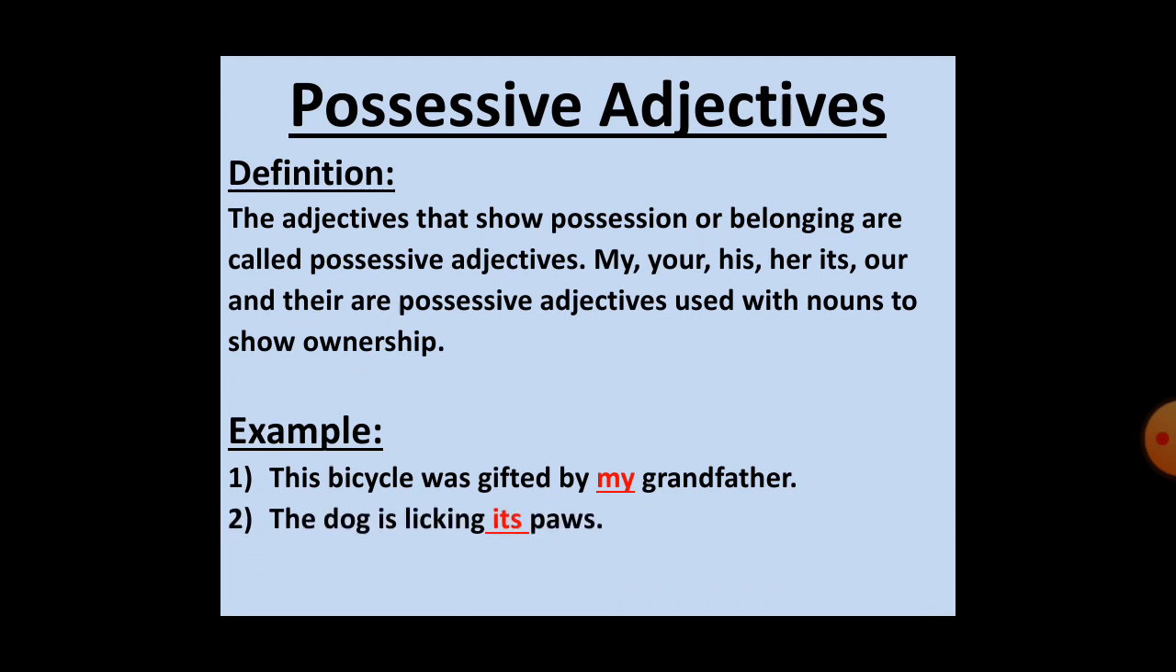The dog is licking its paws, so it shows what? Possessive. He is going along with his brother, so his is an attributive of brother, and his shows the belonging, possession of his brother. Okay students, I hope you got this.